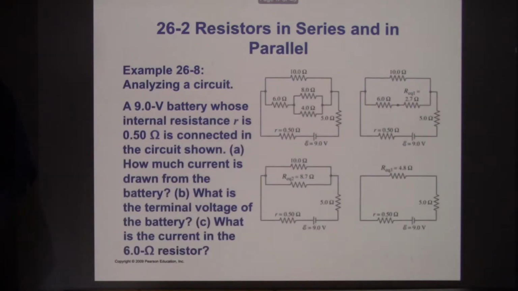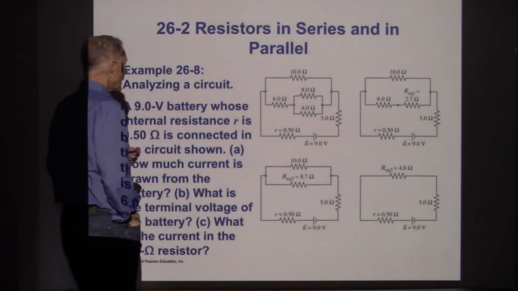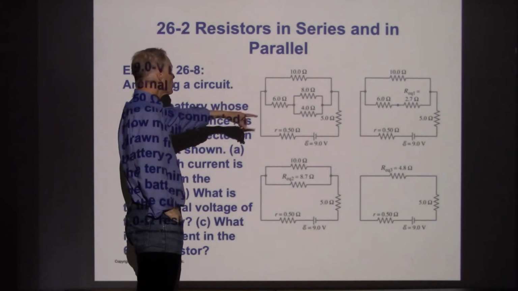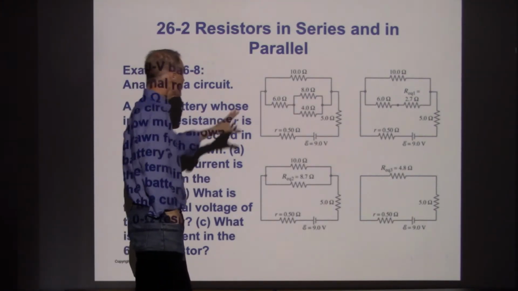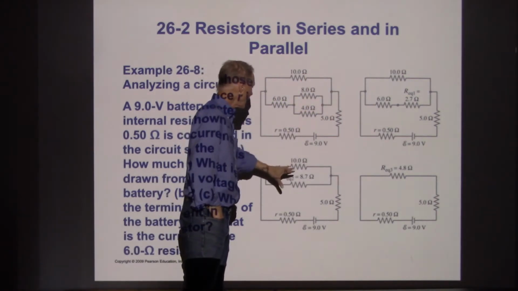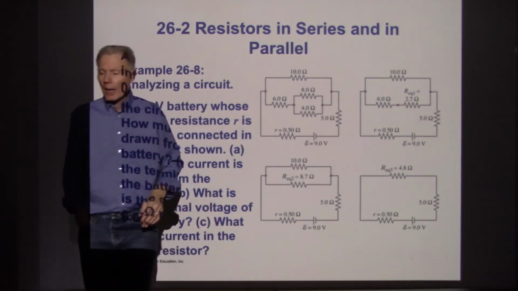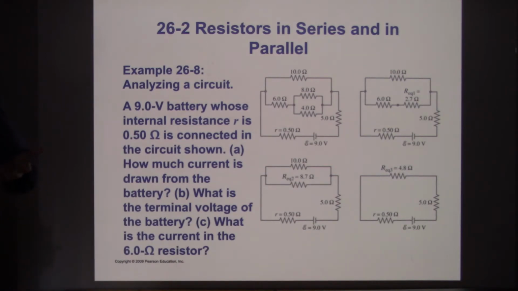So again, let me suggest, this is a good example to work through. Step through this from one picture to the next, label all your resistors, and decide how much resistance you've got. Check your numbers and see if you're getting the right numbers for the equivalent resistance.